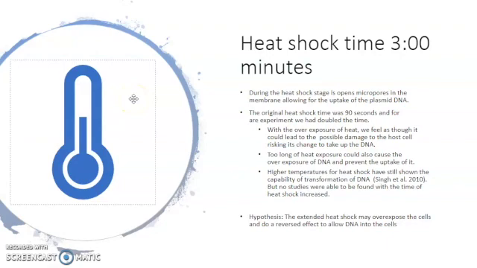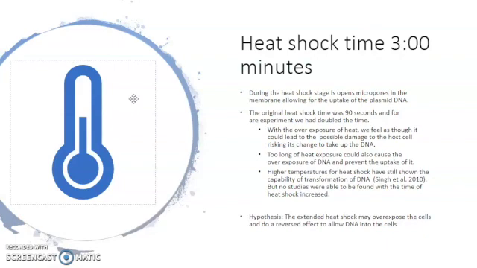Our variable for this lab was the heat shock time of 3 minutes. During the heat shock stage, it opens micropores in the membrane, allowing for the uptake of plasmid DNA. The original heat shock time was 90 seconds, and for the experiment, we doubled the time.